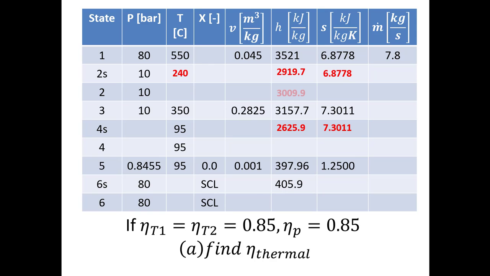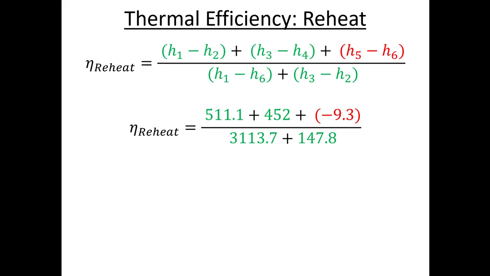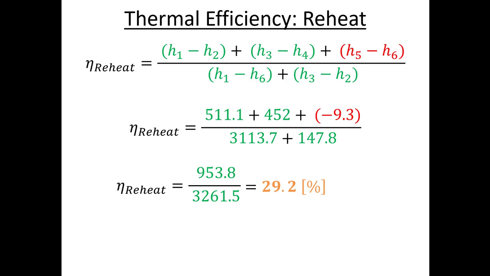So this is good. I know all my h values, and now I've got to try to find my thermal efficiency. If we get our thermal efficiency, we can put numbers in here for all of our delta h's. And when I put all those numbers into my calculator, I find that I get an increased efficiency here of 29.2. If you remember, our previous efficiency was 28.4.